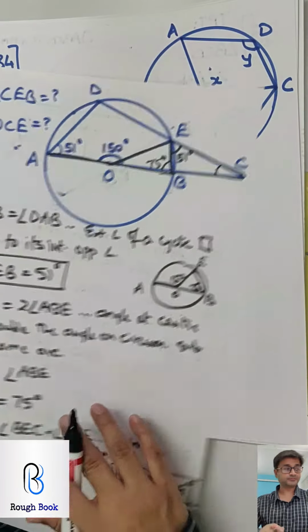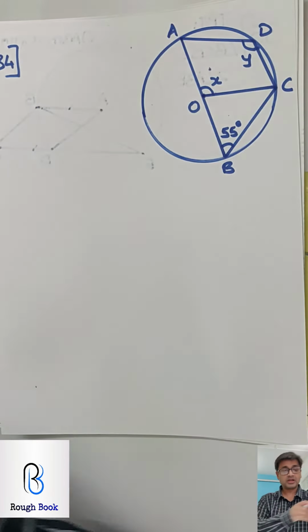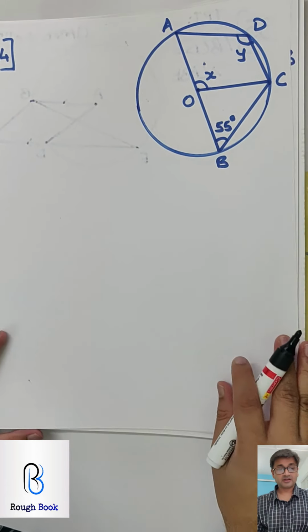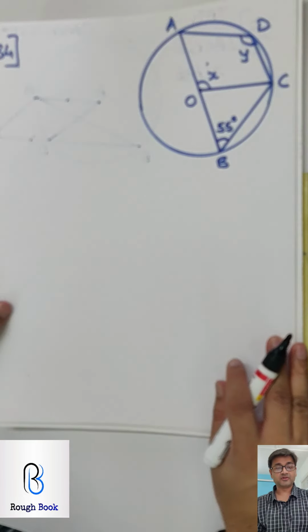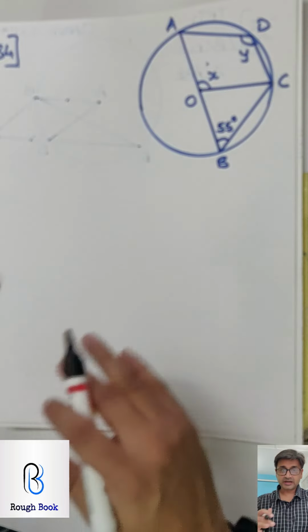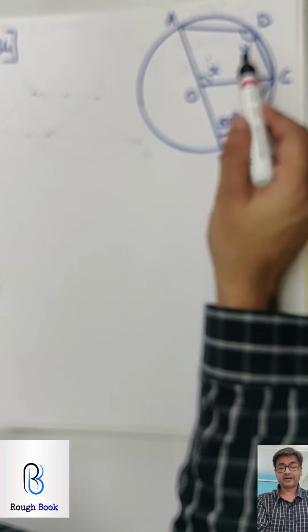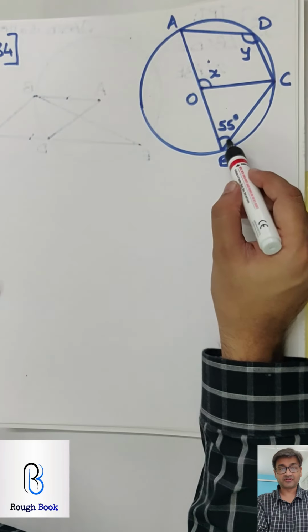Let's take the next one. 34. 34 is also a good question. This is given to you as x. 33 I have not done because it doesn't involve any values. So you can leave those type of sums, don't bother about them. X and y is what you have to find here with 34 and this is 55.